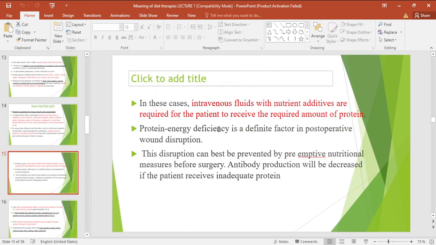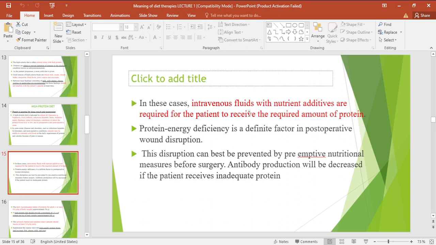So in these cases, the intravenous fluids with nutritive additives are required for the patient to receive the required amount of protein. Protein energy deficiency is a definite factor in the post-operative wound disruption. When a patient has incurred an injury and is undergoing healing, a lot of proteins are going to be used in this process. And that is why the patient will require a high protein diet to replace the proteins that are being used in the repair processes of this wound.